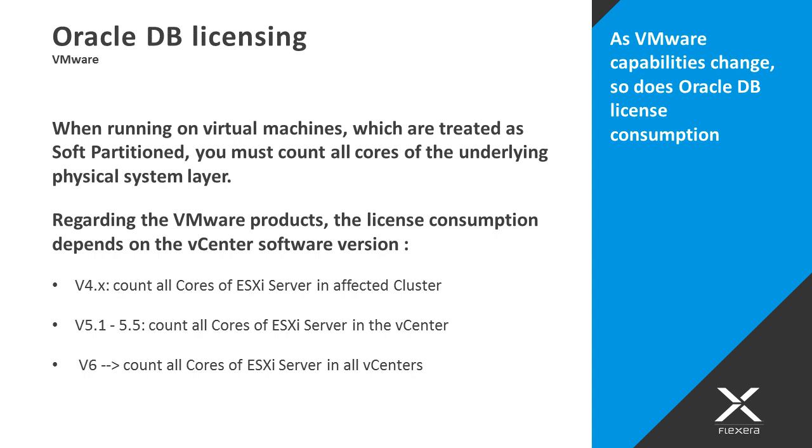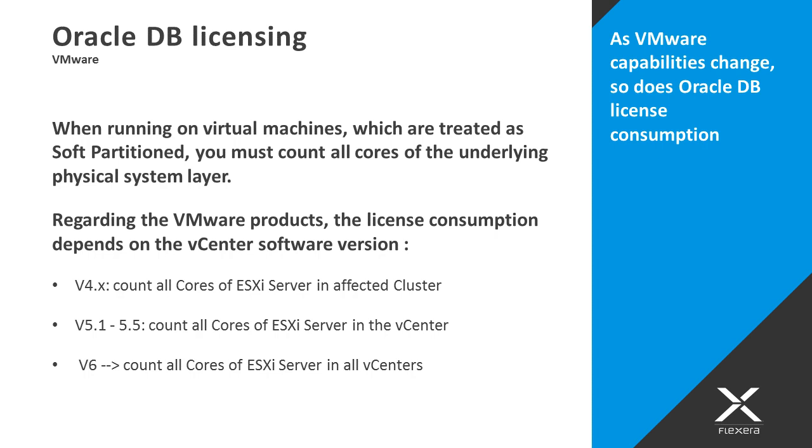Well, let's look at the special case for VMware. VMware is treated as soft partitioning, and you must count all cores of the underlying physical system layer. And this means, depending on the version of the vCenter software, the underlying system layer is the affected cluster for version 4.x, for 5.1 till 5.5. You have to count all cores of all ESX servers in the vCenter, and from version 6 on, you have to count all cores in all vCenters.